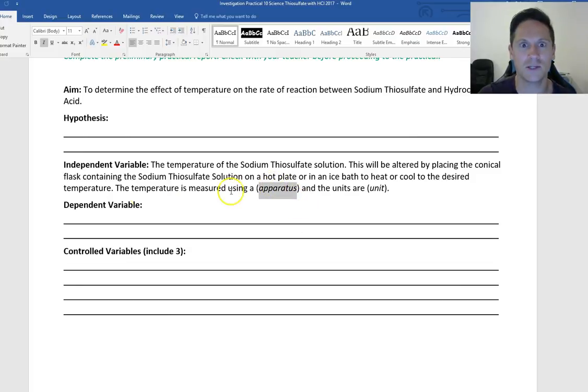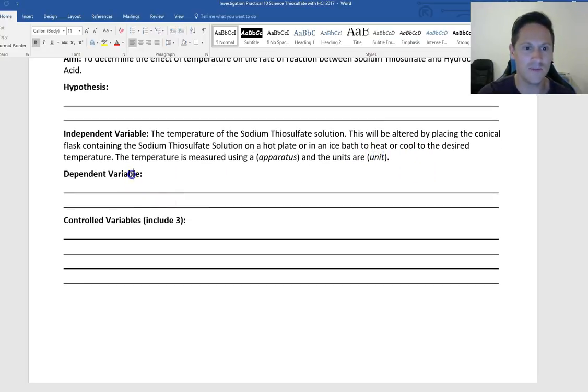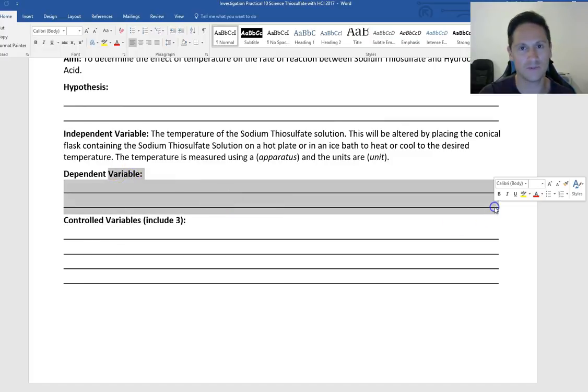the device used to measure the temperature, which is obviously what you're reading off of. I'll let you figure out what it is, and the units that you read temperature in. Guys, the dependent variable I've talked about already. It's what you measure, it's what you're recording in your results table.